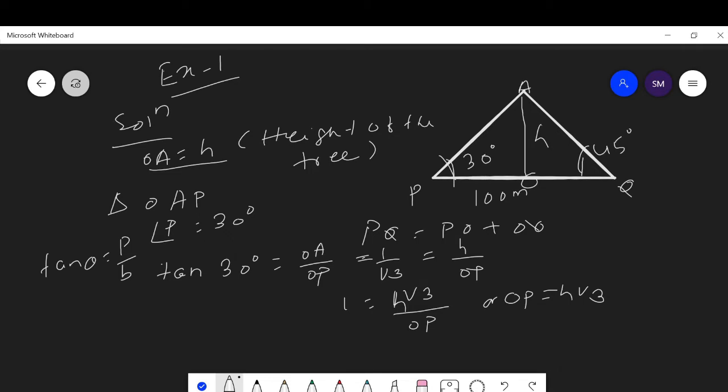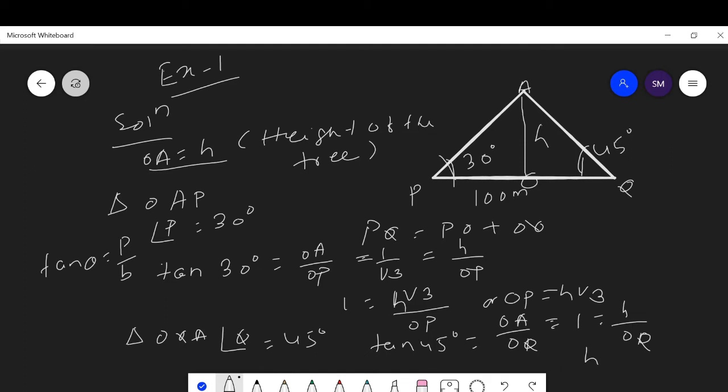Then consider the triangle OQA. Here take the tangent of angle Q. Here angle Q is equal to 45 degrees. Take the tangent, tan 45 is equal to, as you know, tan theta is equal to perpendicular upon base. Here tan 45 degrees is equal to OA upon OQ, and tan 45 degrees is equal to 1. So 1 is equal to h upon OQ.